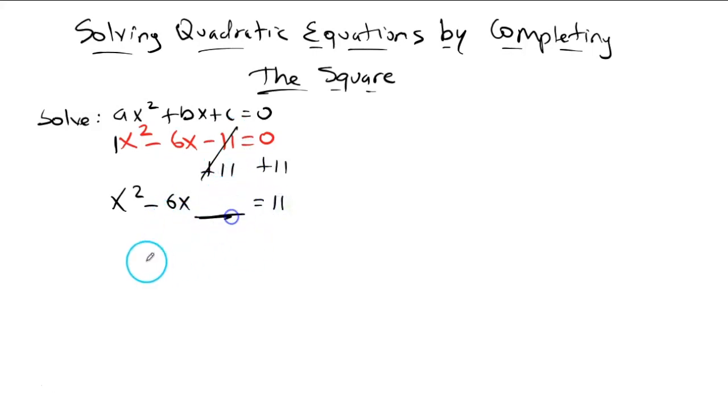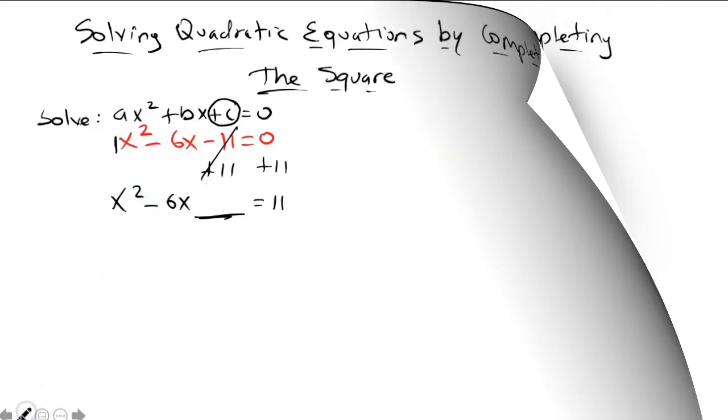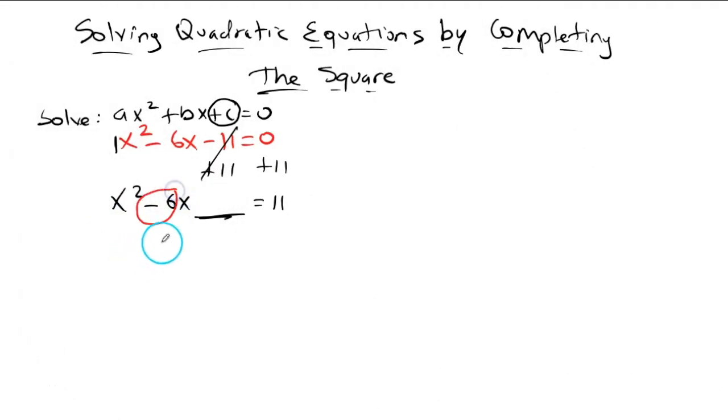If you notice, I left some space. That space is to find the value of c. How do I find the value of c? I take whatever is in front of the x, negative 6, and I always do the same process: divided by 2 to the second power. And that's how I find the value of c. Negative 6 divided by 2 is negative 3, squared is positive 9.